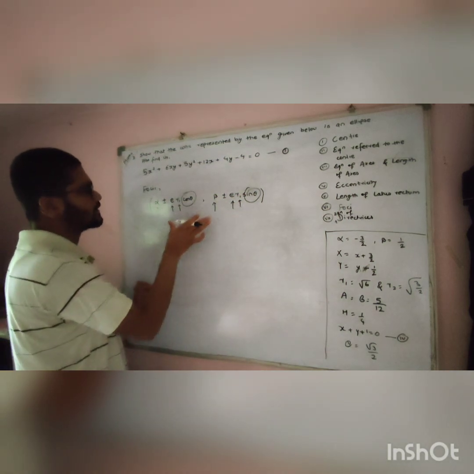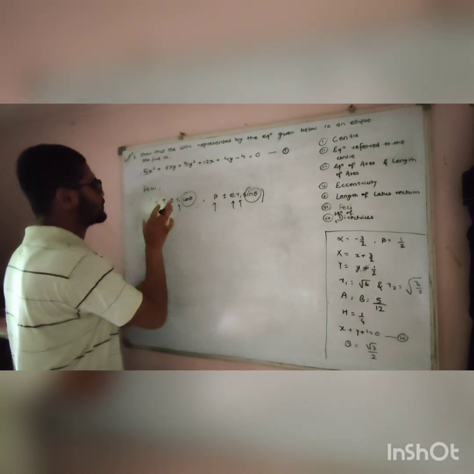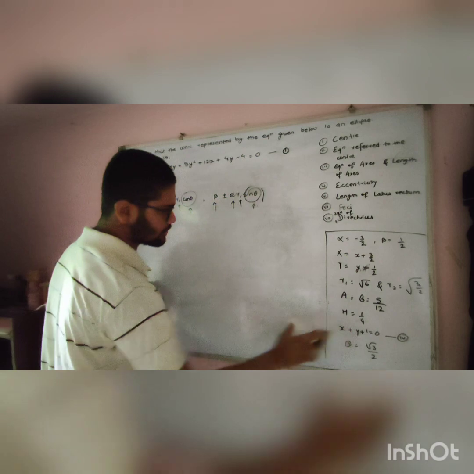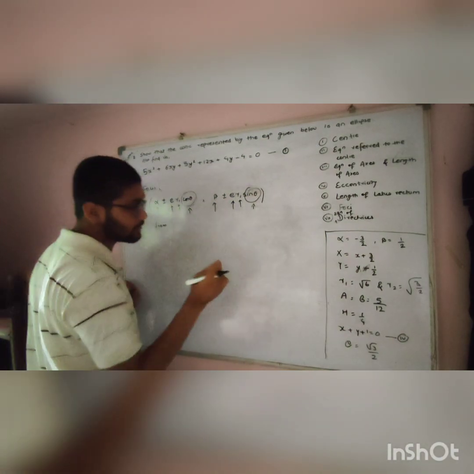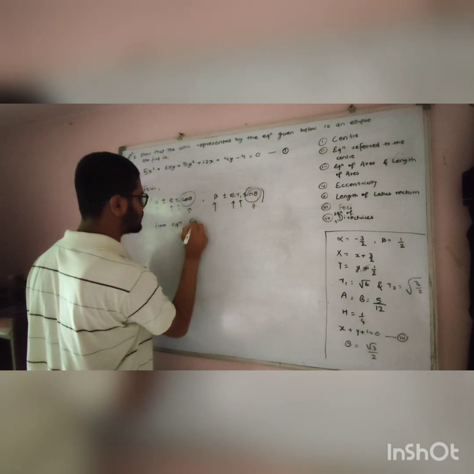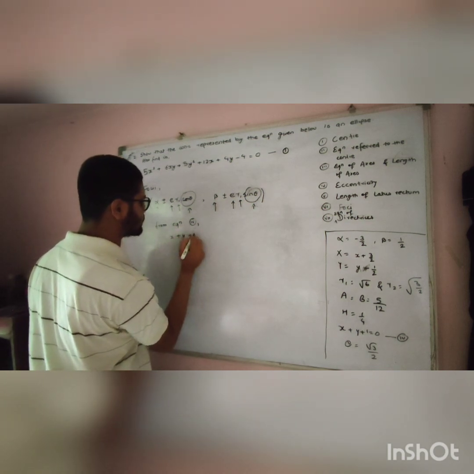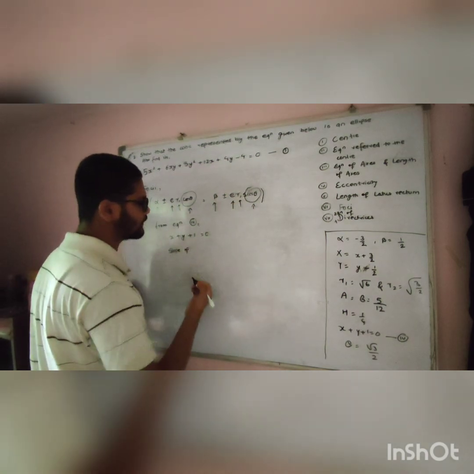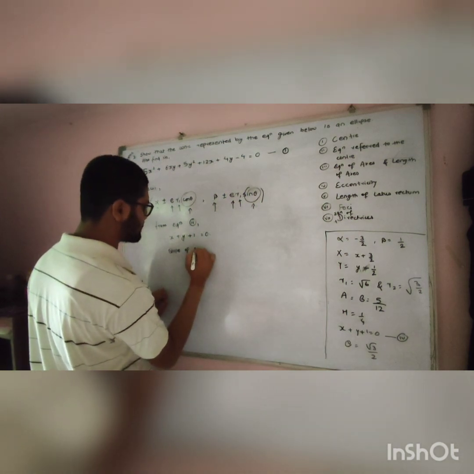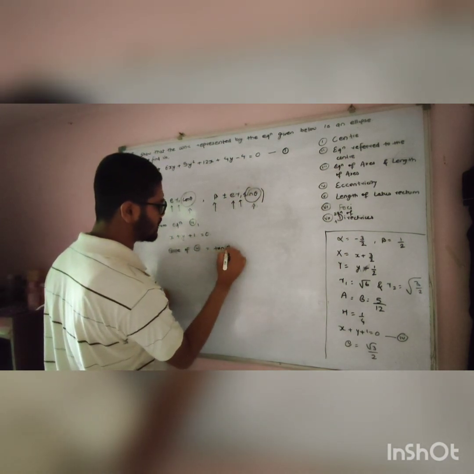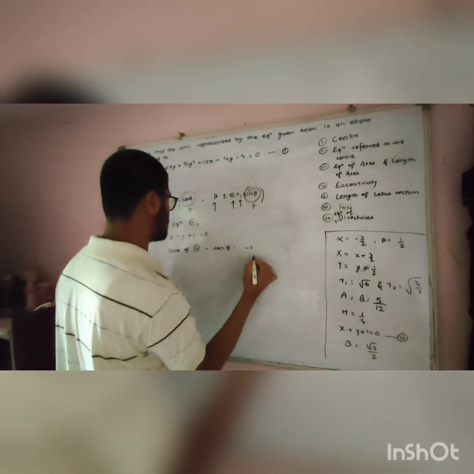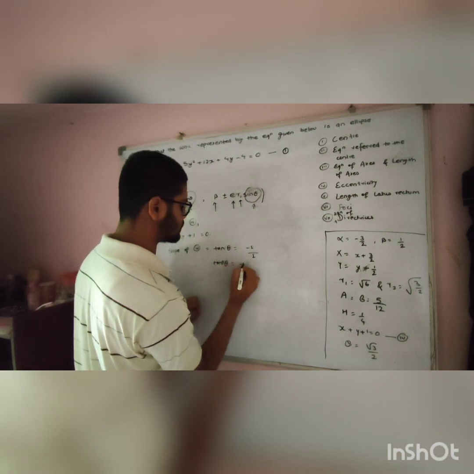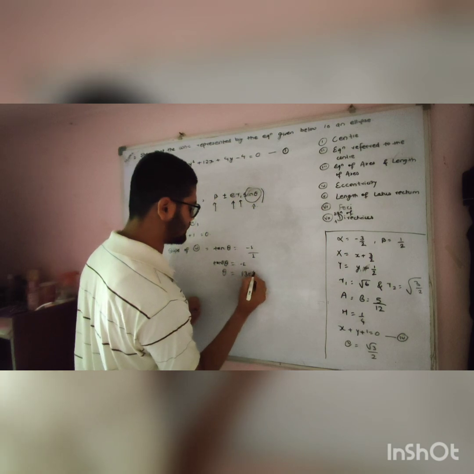So to find the foci, we have to find out the value of cos theta and sin theta. For that, I'm using equation 4. From equation 4 we have x plus y plus 1 is equal to 0. The slope of this equation will give us the value of tangent. Slope of 4 is equal to tan theta, which is equal to minus 1 by 1. So tan theta is minus 1, that is theta is equal to 135 degrees.